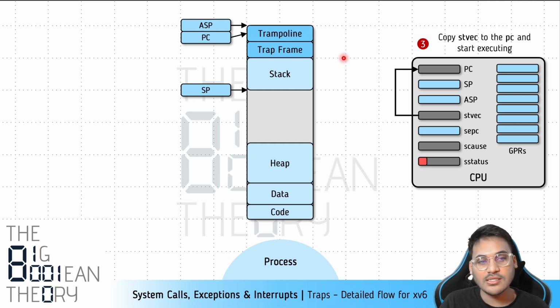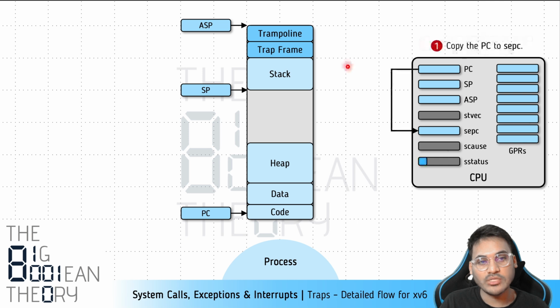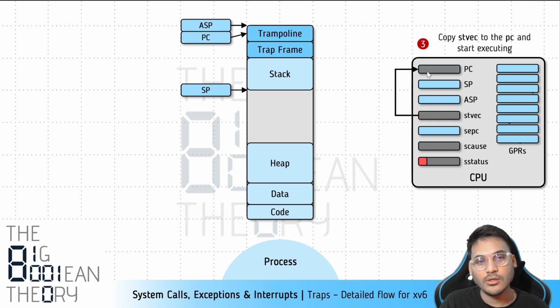So these three things happened automatically. Let me just recall what happened. We were executing the user process, then the trap happened and the CPU decides to process the trap. It immediately copies the value of the program counter to this exception program counter register. Then it raises the privilege level, and then it copies this address that we had registered at the boot time, this trap vector address, to the program counter, right?